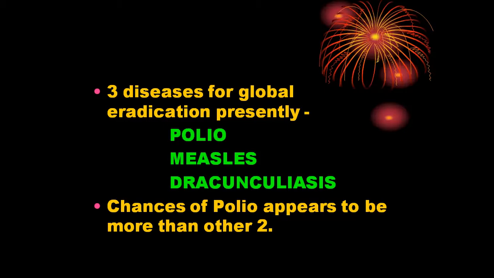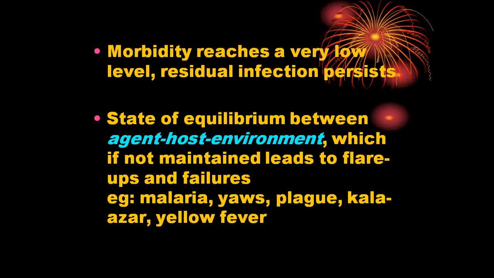So somebody may ask you in the Viva, in case you are doing well, name a couple of other diseases which are liable to be eradicated. And your answer should be polio, measles, dracunculiasis. So therefore, once it is eradicated, morbidity reaches a very low or nil level.